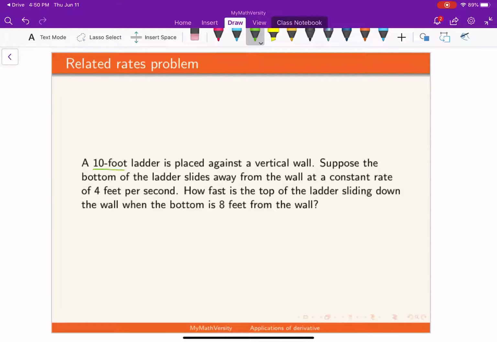A 10-foot ladder is placed against a vertical wall, right? So let's assume we have a vertical wall here, and then let's assume the 10-foot ladder is placed maybe something like that. Okay, let's assume this is the ground over here. From the bottom of the ladder all the way up to the wall, let's say it's smooth like that. So a 10-foot ladder, so this is our ladder.